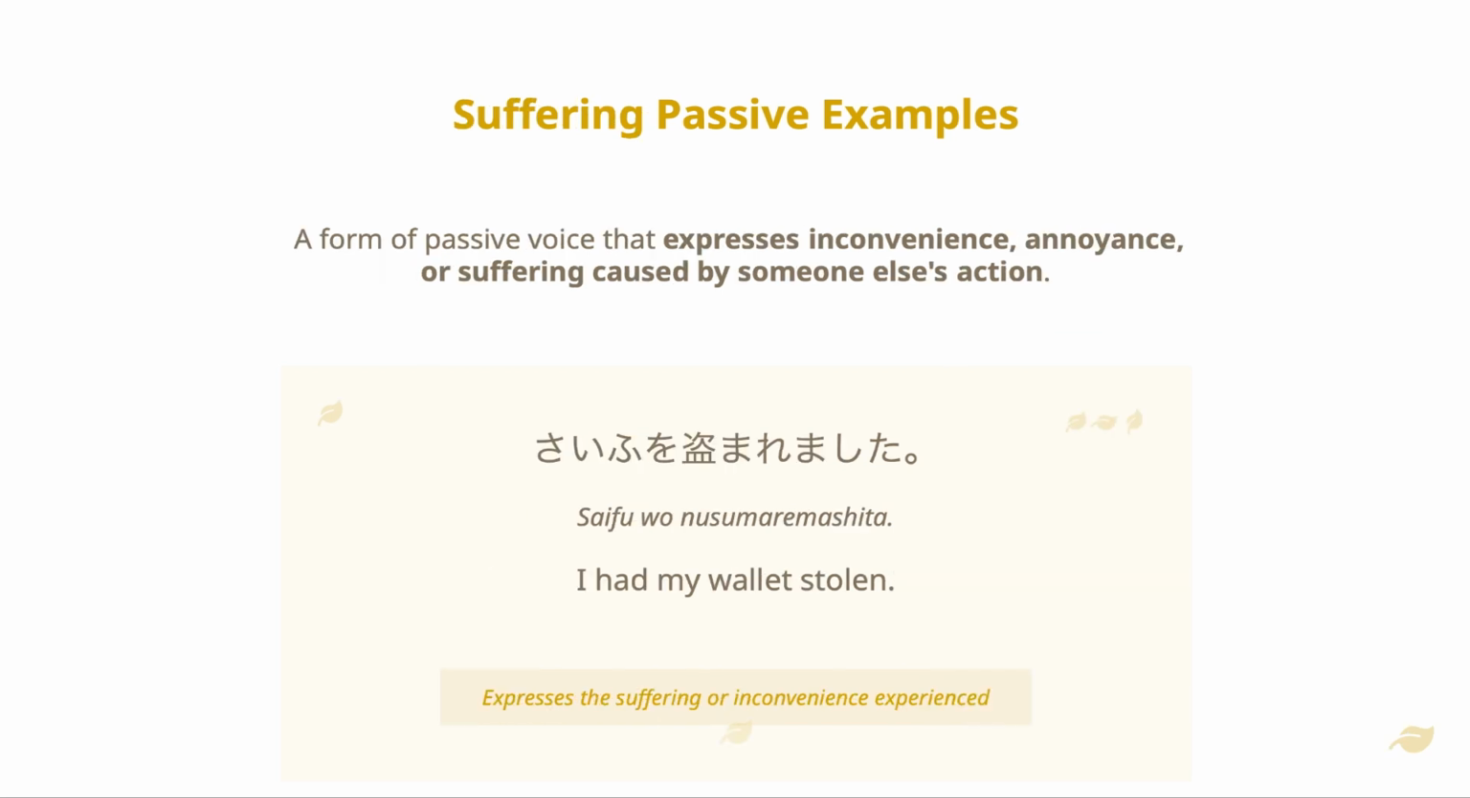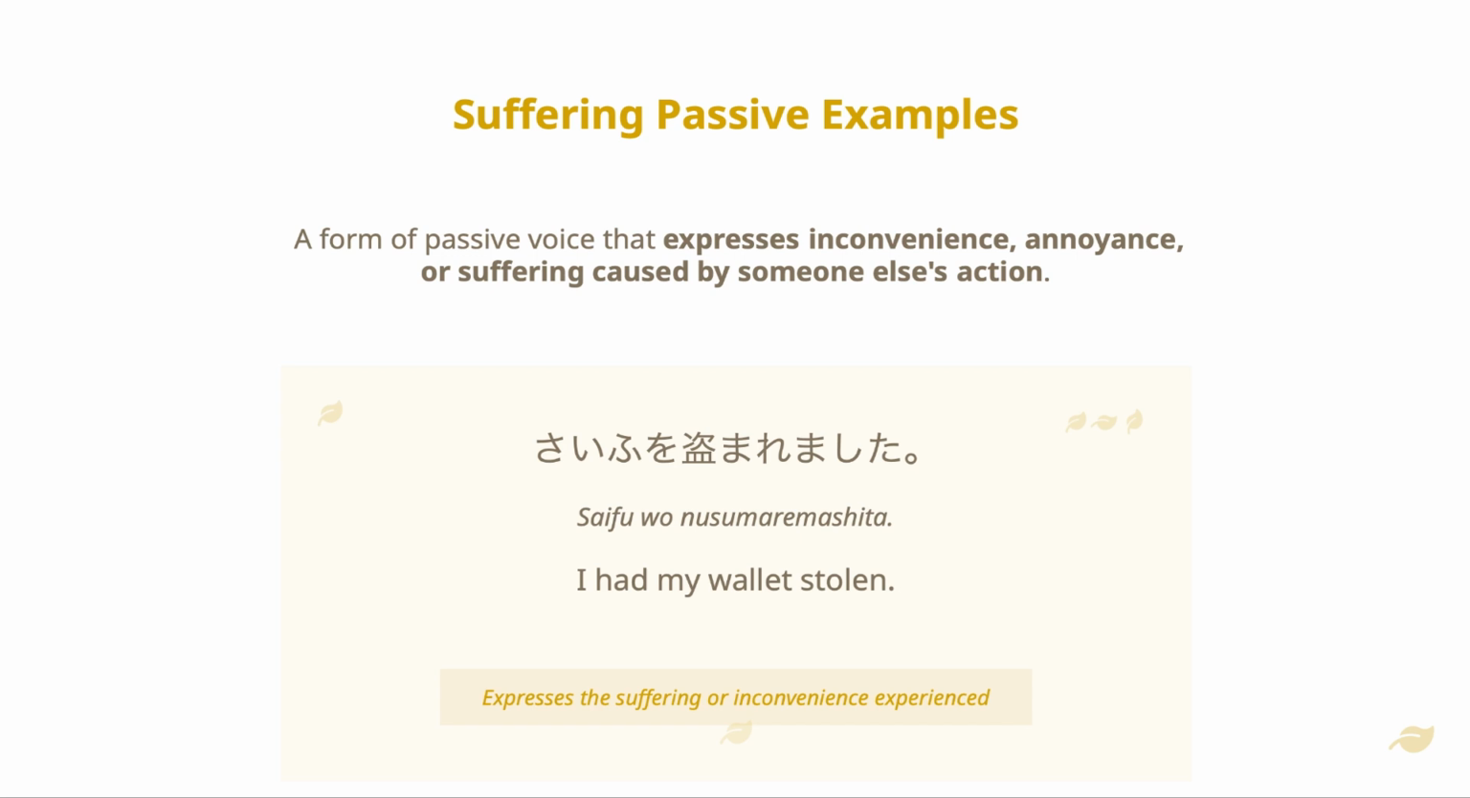Suffering passive. Suffering passive is a form of passive voice that expresses inconvenience, annoyance, or suffering caused by someone else's action. For example, 財布を盗まれました. I had my wallet stolen. I dropped the I, which is 私は in this case, but we can also say 私は財布を盗まれました. Because somebody stole my wallet, I am suffering caused by someone else's action.